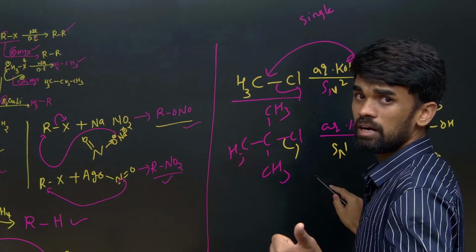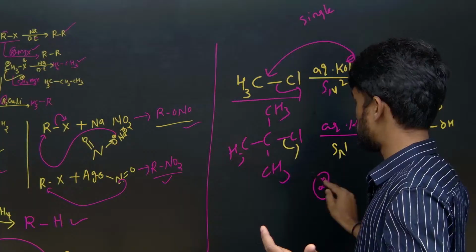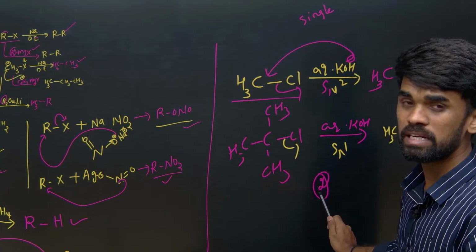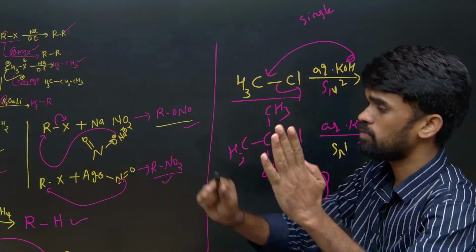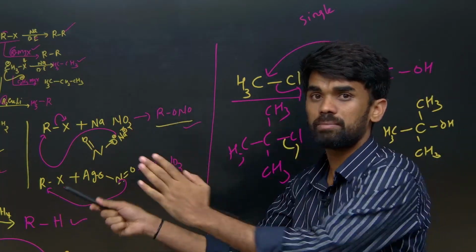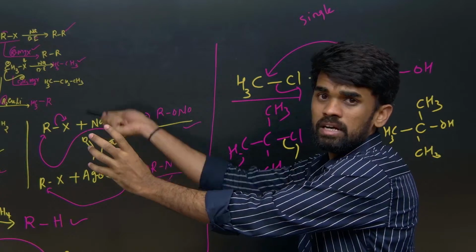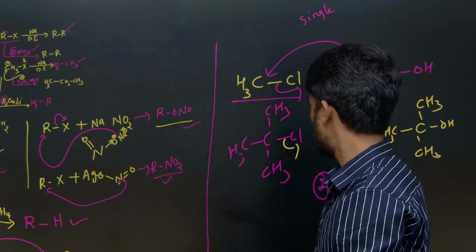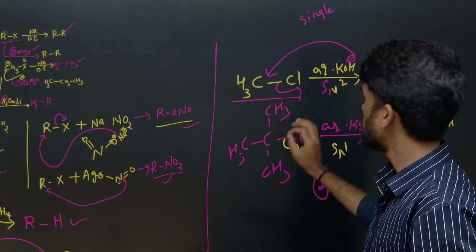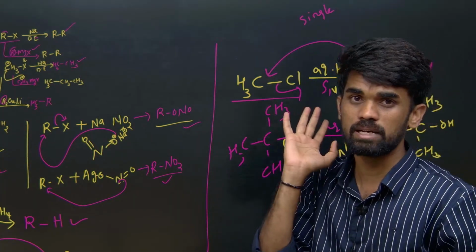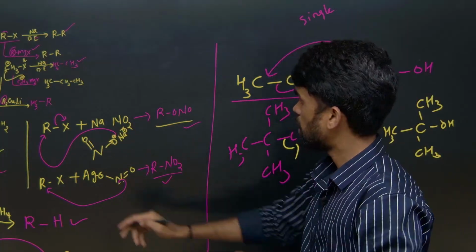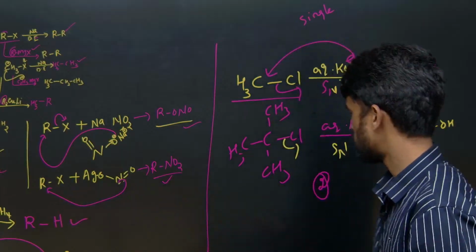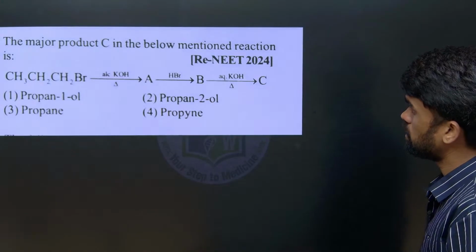SN1 is a two step, or multi step, reaction. The substrate converts into a carbocation intermediate, and then the nucleophile attacks the intermediate and forms the final product. That is the second step in SN1. In SN2 it is only a single step reaction, directly, like whatever we discussed in the Williamson synthesis, it happens in a single step.